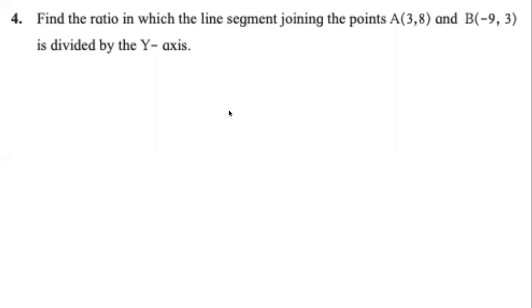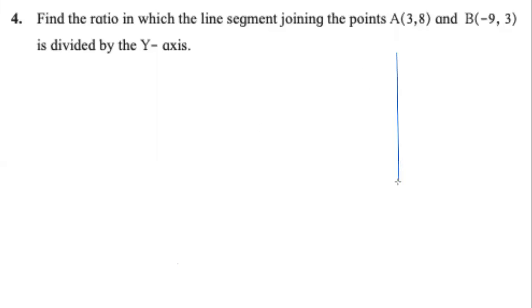Question number 4, it says, find the ratio. So this is the section formula. Find the ratio in which the line segment joining the points A(3, 8) and B(-9, 3) is divided by the y-axis. Very interesting question. Suddenly it seems the rigor of the question has increased. Has it? Let us see. How will we start solving it? It always helps to draw a rough diagram. It helps us visualize the question.